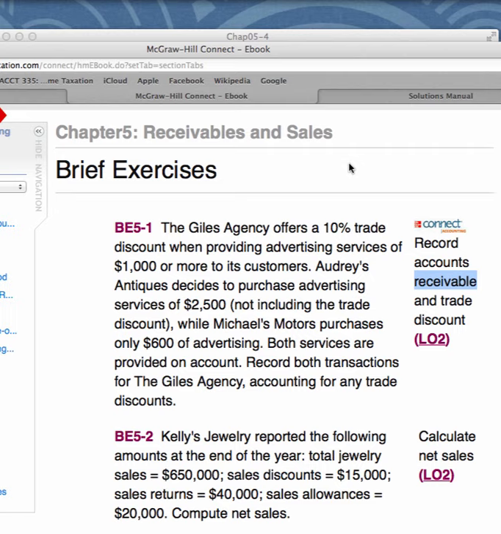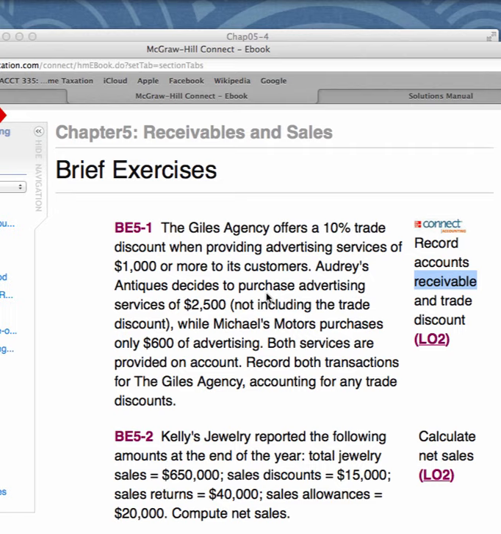To calculate net sales, we'll have sales and take away sales discount, sales returns, and sales allowances. Here we have trade discount. Notice that trade discount is taken right when the sales invoice is generated.